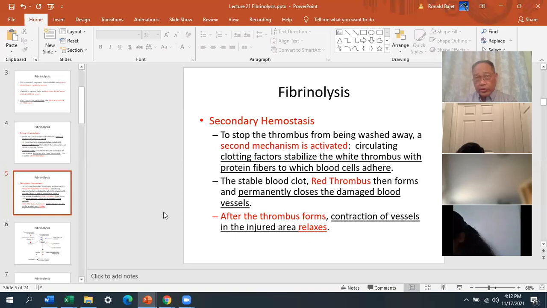Remember, you have an injury, your body's going to react. It's going to contract the blood vessels because your body does not want you to be bleeding all over the place. That's a response that your body is making in response to an injury. So after the thrombus forms, then the contraction will reverse itself and will relax, okay?